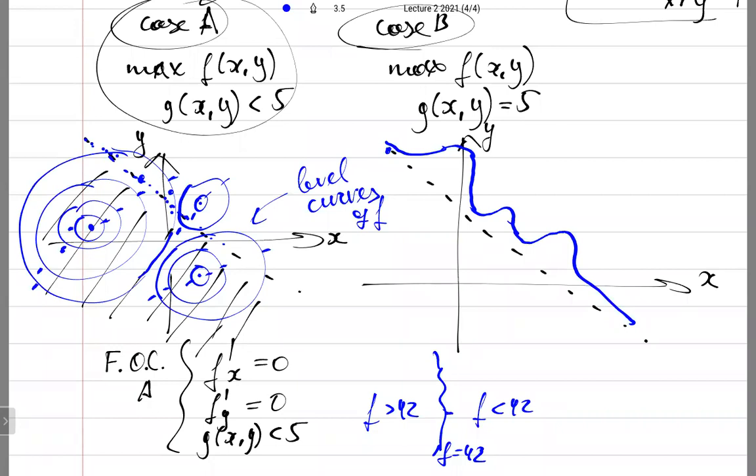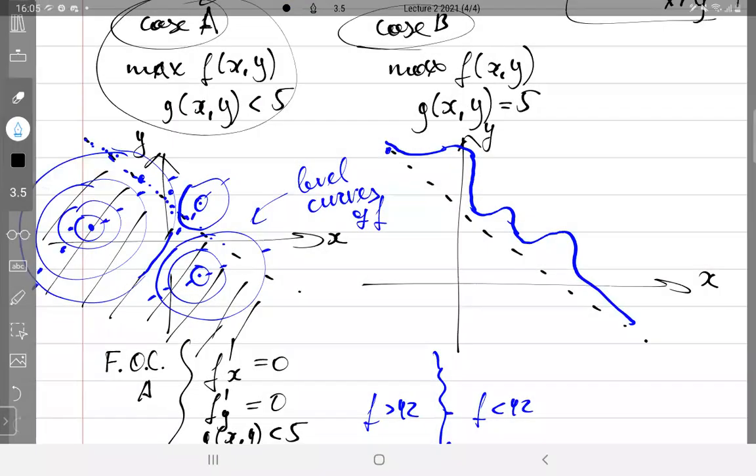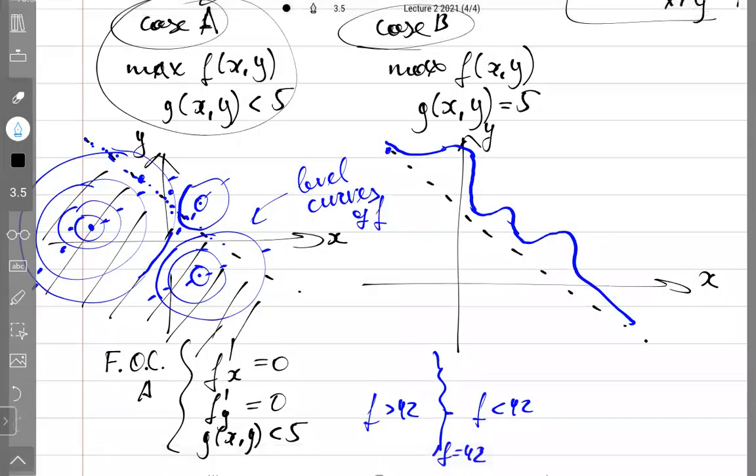Any questions? The picture is clear? Yes, it's okay. Okay. Now, let's say that at first the two-dimensional picture is a little bit difficult.